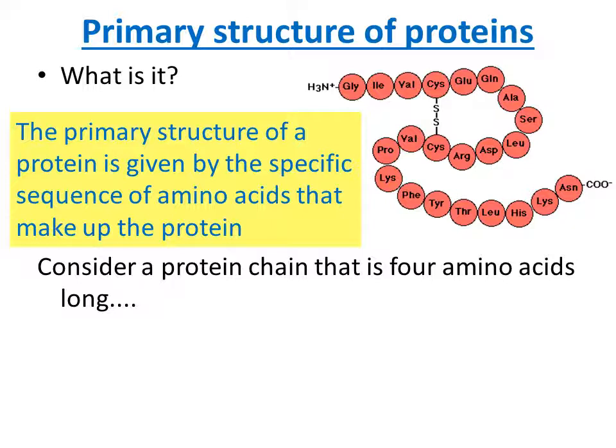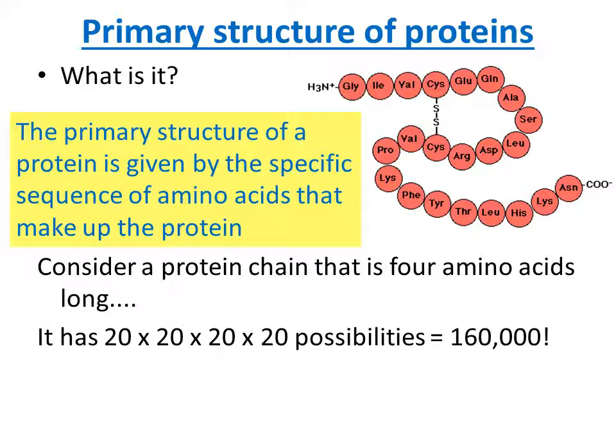If you had a protein chain that was 4 amino acids long, in every position there were 20 different alternatives, 20 different amino acids that could be placed there. So even with a protein chain of only 4 amino acids long, we have 20 times 20 times 20 times 20 possibilities. So we could create 160,000 different proteins from that combination.